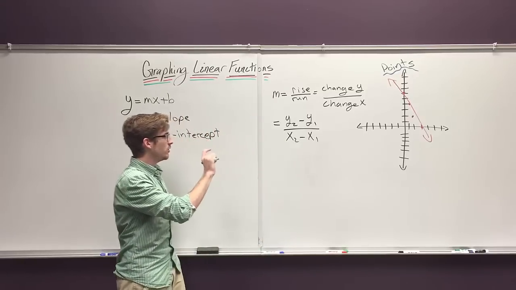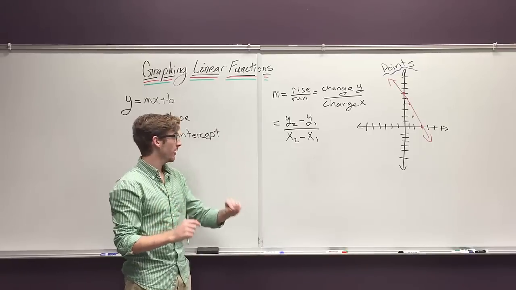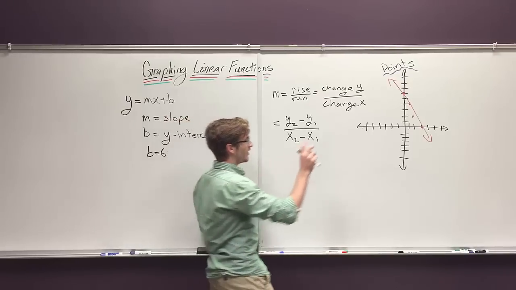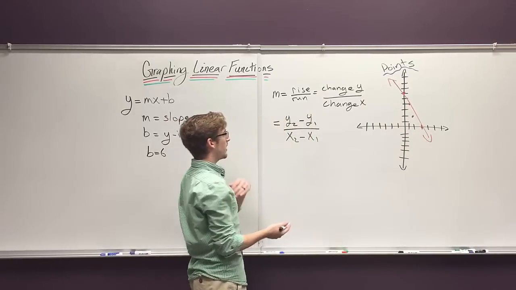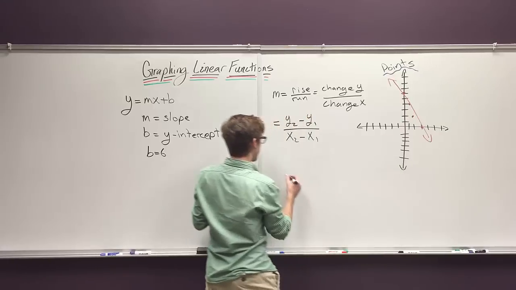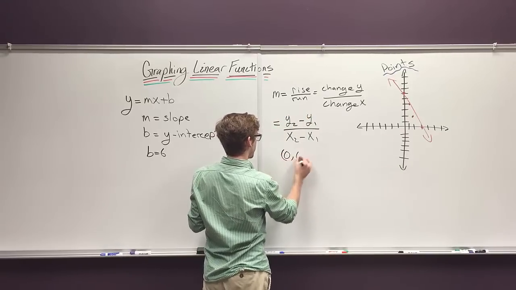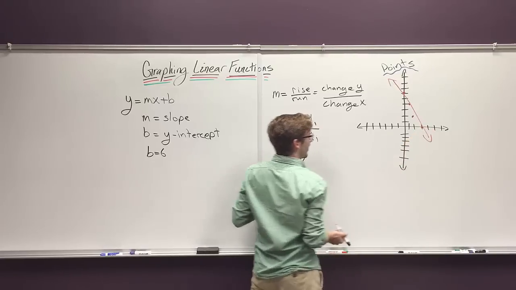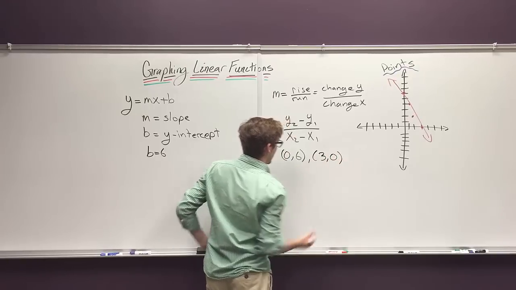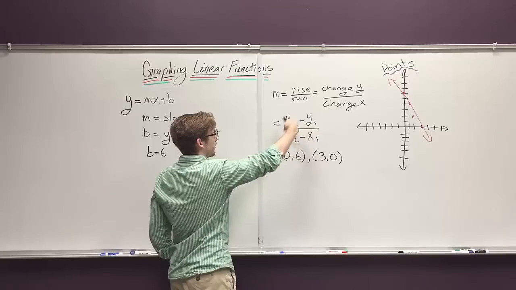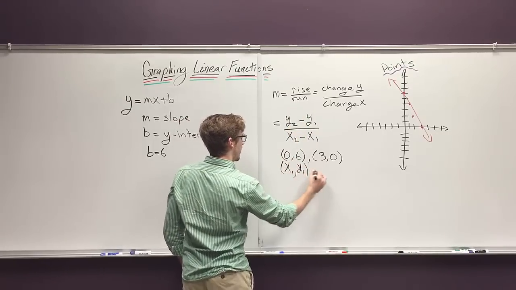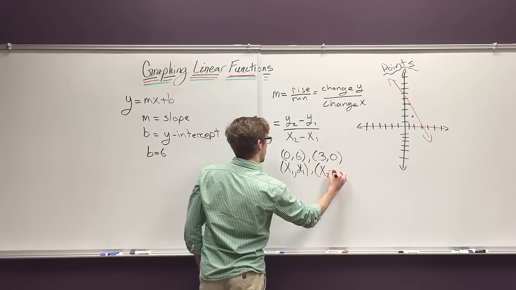And x2 and y2 come from one ordered pair, and x1 and y1 come from another ordered pair. So we need to find two ordered pairs on our line. Let's pick any two ordered pairs on our line. Let's make it easy on ourselves. We know that that is (0, 6). That's one ordered pair. And we also know that that is (3, 0). So that's our second ordered pair. Now, let's label these: x1, y1, and x2, y2.